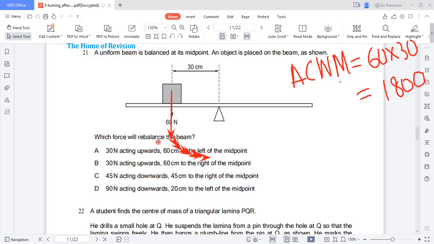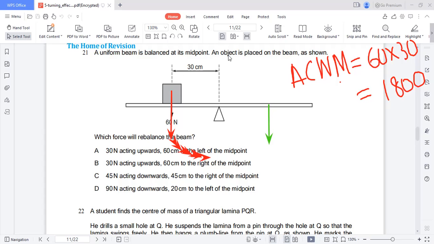Which force will rebalance the beam? So we need a clockwise movement with 1800 in magnitude, and the force should be, let's suppose the other force can act on the right hand side.